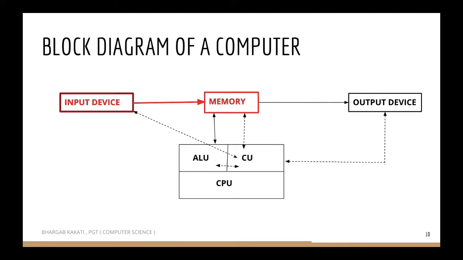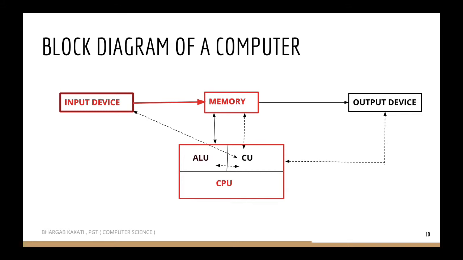We have another main component of a computer which is known as the CPU. CPU is known as the brain of the computer. There are two main parts of the CPU. Actually there are three, but in the block diagram we generally show only two. The CPU is responsible for the overall working of the computer. Like our brain is responsible for the overall working of the human body, similarly the CPU is responsible for the overall working of a computer.